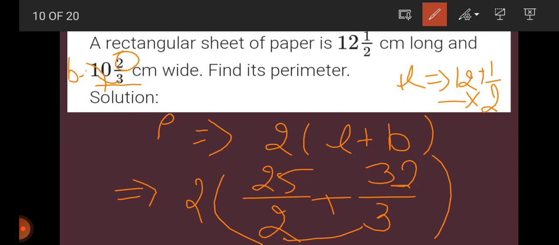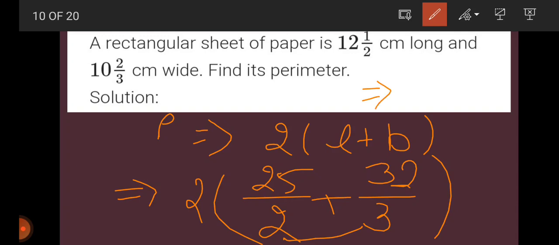Okay, so unlike fractions, how can we add unlike fractions? First we take the LCM. So now I take the LCM. The LCM of 2 and 3 is 6. So what do I multiply by in the denominator and numerator to get the LCM 6? I multiply 25 by 3, and the denominator 2 by 3.